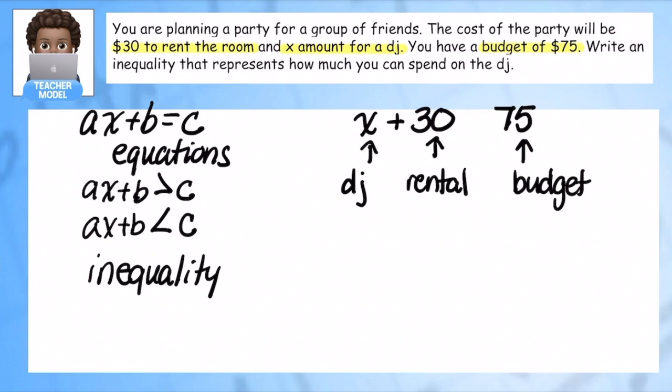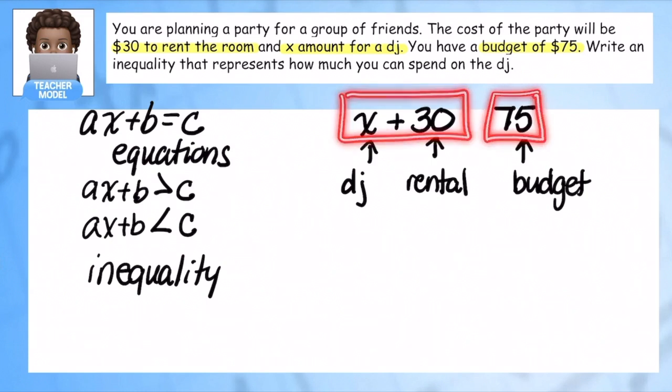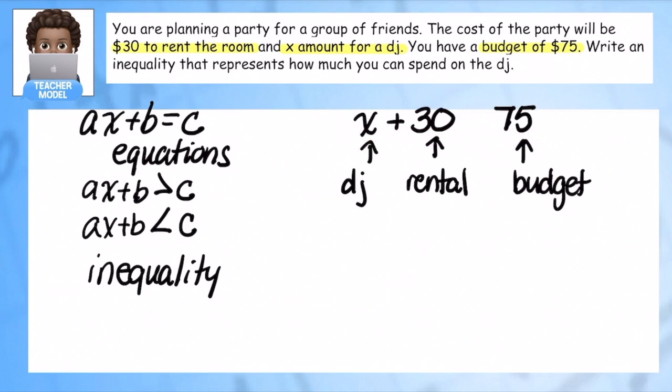Now, let's think for a minute. Can you spend more money than you have in your pocket? For this context problem, no, you do not want what your expenses are, this part, to be more than $75. That's not what we want for the context of this problem. So could it be equal? Yes, you can spend exactly $75, but you cannot spend more than $75. You won't have enough.